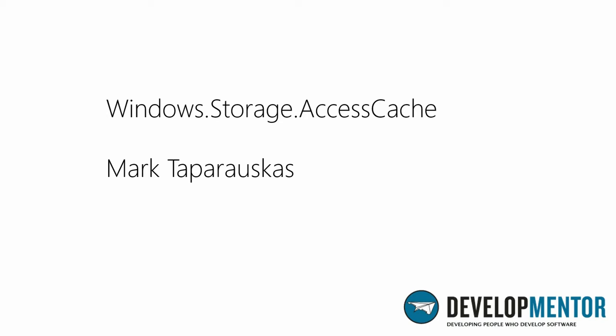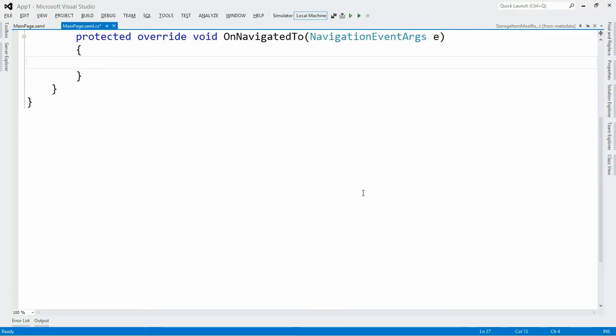We're going to talk about the AccessCache namespace for Windows Store apps. It lets your app remember the files and folders it was allowed to access during one execution and access those same files and folders in a future run. So the AccessCache namespace keeps two lists of storage items for you, and a storage item can be either a folder or a file. To access the lists, there are two static properties.